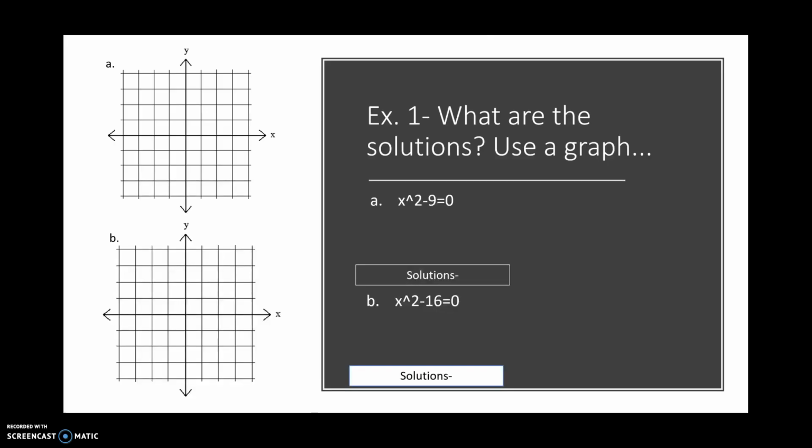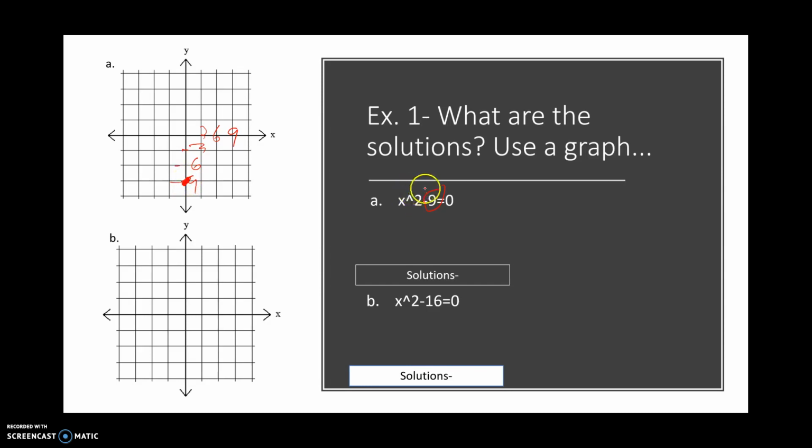Example 1. What are the solutions? Use a graph. So we have x squared minus 9 equals 0. So what are we going to do here? First of all, we have a 9. So let's take our graph and make it go by threes. Negative 3, negative 6, negative 9. 3, 6, 9, and so on. So then we have right here negative 9. So let's put a dot right here at negative 9.